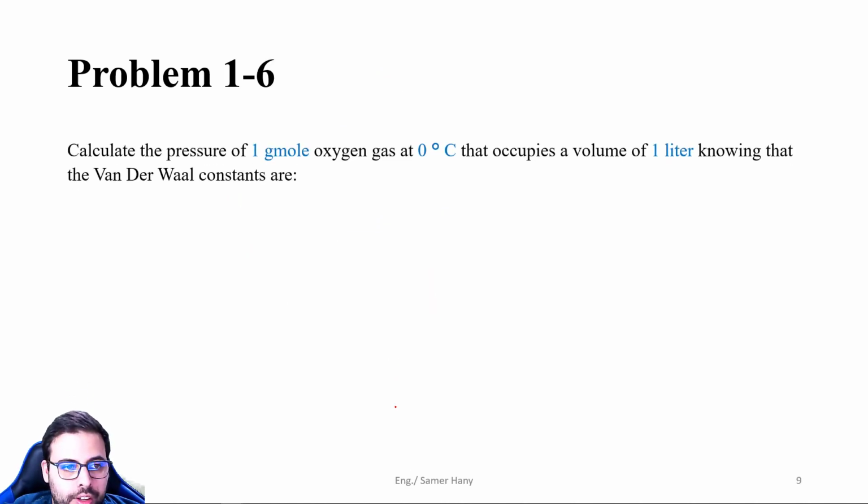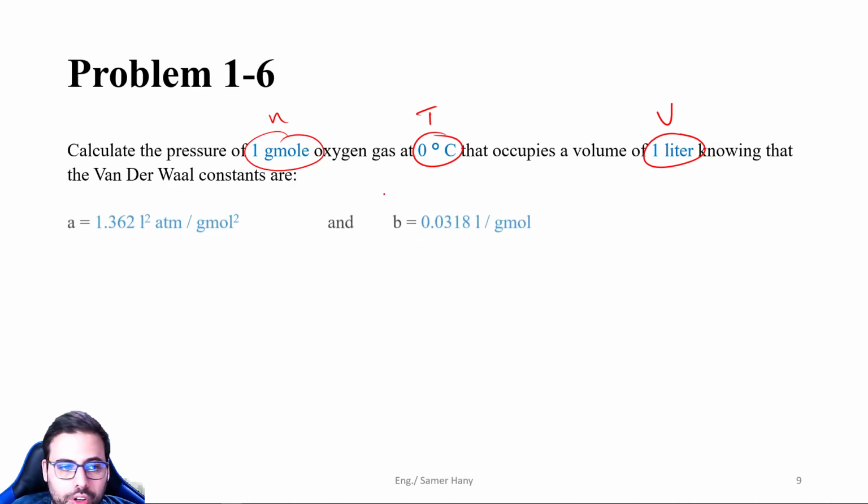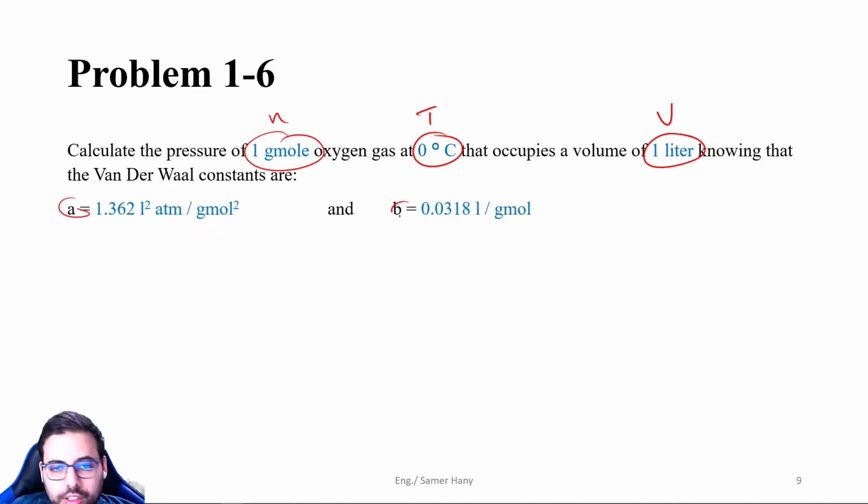Next question. Calculate the pressure of 1 gram mole of oxygen. This is the number of moles, at 0 Celsius. This is the temperature, that occupies a volume of 1 liter. This is the total volume of that gas. Knowing that the van der Waals constants are, this is A and this is B.